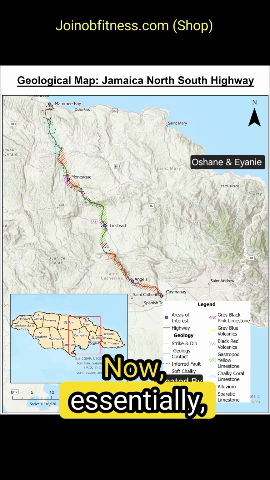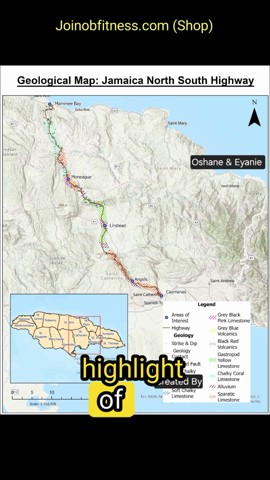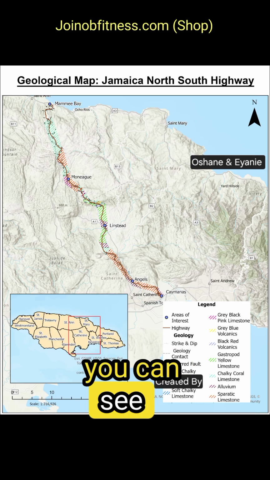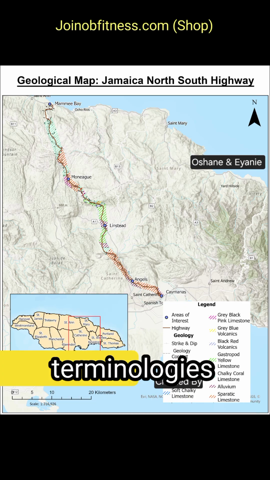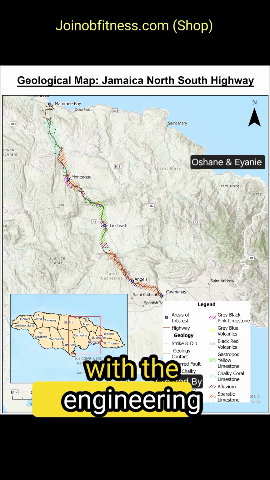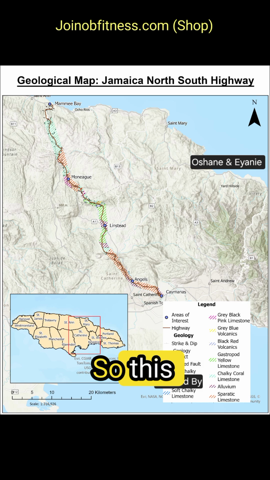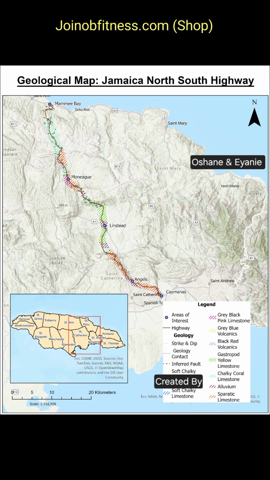Now, essentially, this map, in terms of the highlight of the lithology, you can see it says soft, chalky. Those kinds of terminologies are more so aligned with engineering interests. So this geological map is specific for engineering. There can be different maps for different purposes.